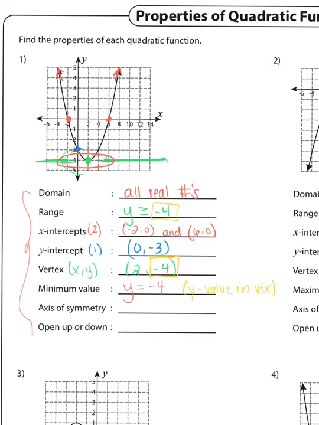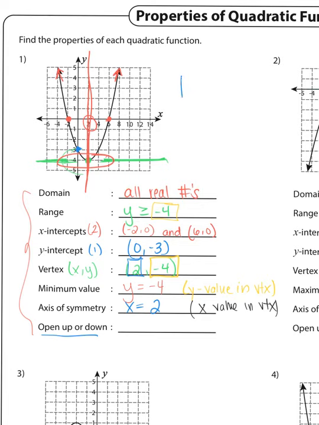Then we're going to do the axis of symmetry. Remember, the axis of symmetry is the x value in the vertex. Or what you can do is draw a line right where the vertex is and see that the number is 2. And remember, when we write the axis of symmetry, it starts with x and then equals whatever number we see. In this case, my x value in my vertex is 2. So x equals 2.